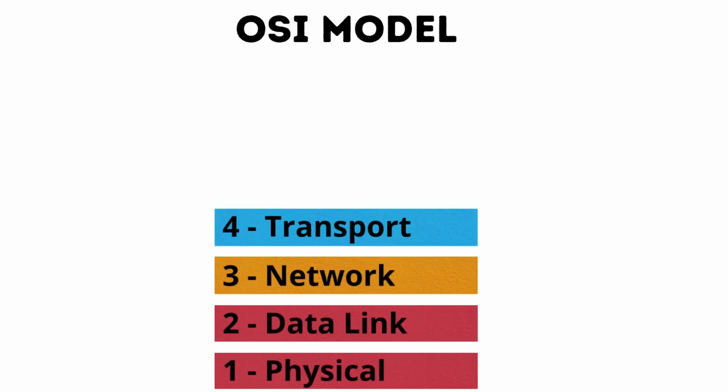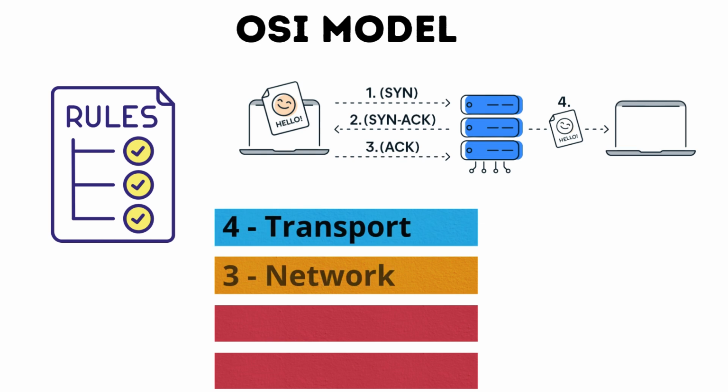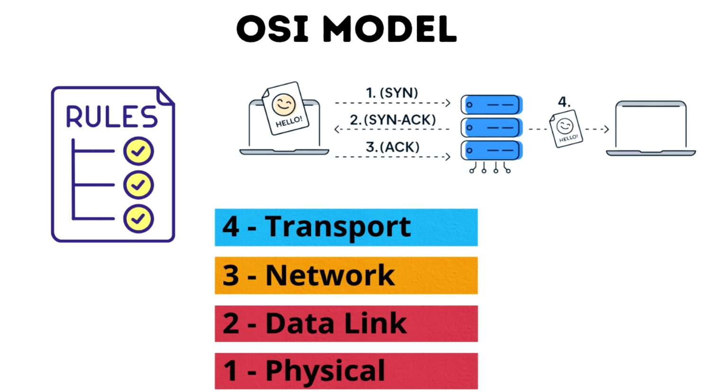Now we get to the transport layer. This is where things like TCP and UDP operate. It's responsible for reliable data transfer, flow control, and error recovery. If you have heard of port numbers or end-to-end connections, you are in the transport layer.